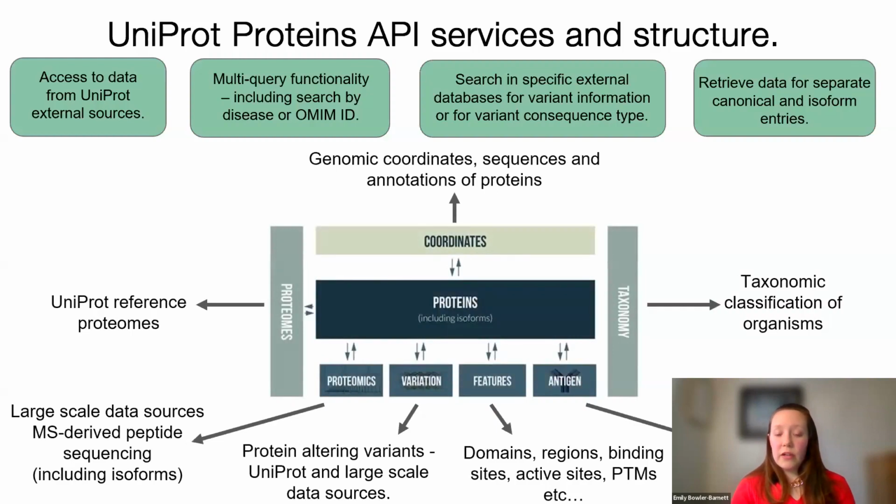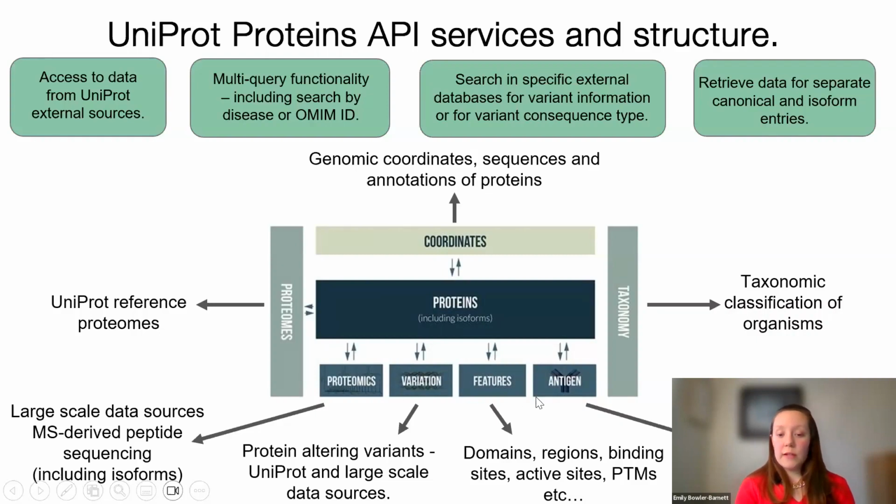So this is briefly how the API is structured. In the middle, you have all your protein information and protein entries, including your isoforms. Our coordinates service tells you where that's all mapped to on the genome. Our reference proteomes are what I spoke about earlier and showed you how to download. Our proteomics section shows you all our large-scale data sources and mass spec derived peptide sequencing, and we also have those mapped to isoforms. The variant service shows you all our large-scale data sources for protein variants mapped to disease.